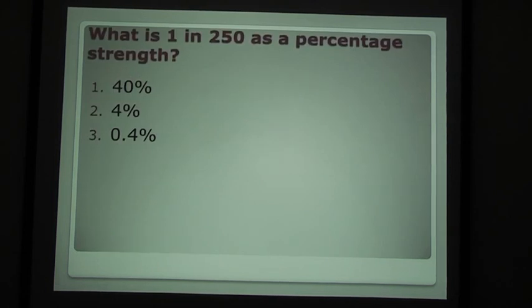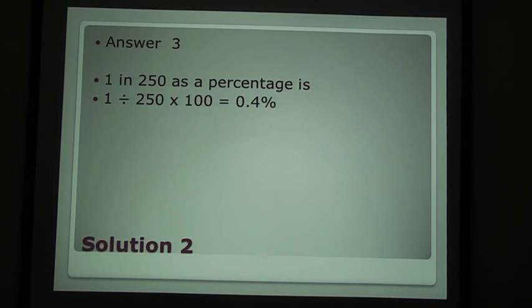What is 1 in 250 as a percentage strength? This should be simple enough. 1 in 250 as a percentage is 1 divided by 250 times 100, which gives you 0.4.